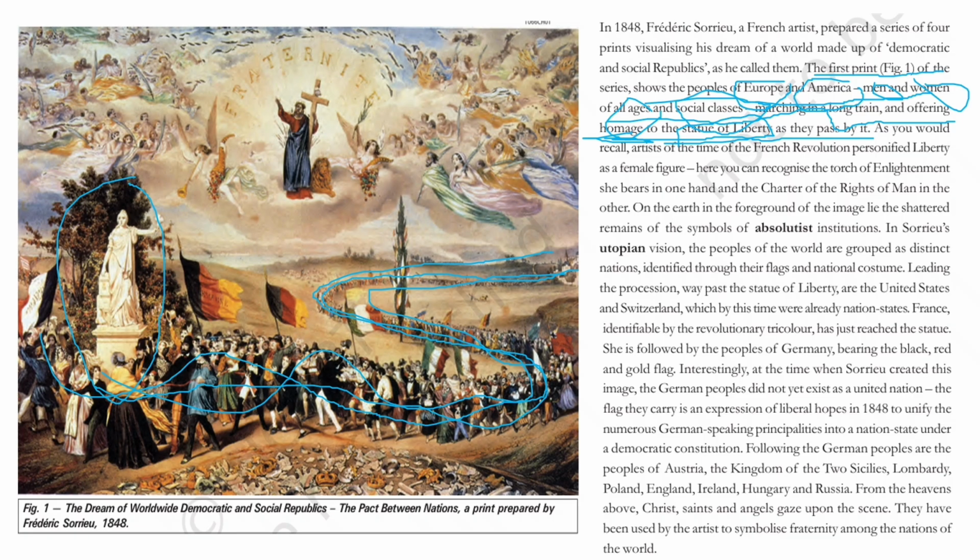I hope so far you have understood what I'm trying to show here. So that is the first part of the image. As you can see, there are people, there is the Statue of Liberty, and they are offering respect to the Statue of Liberty, which we basically call homage.